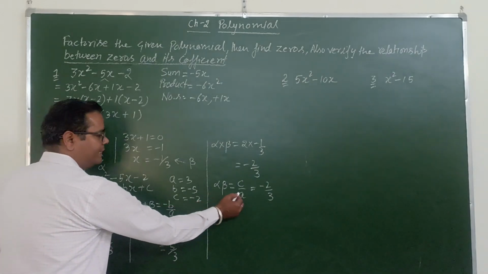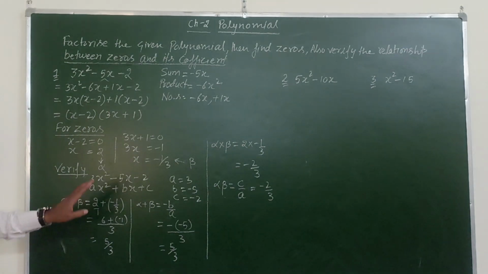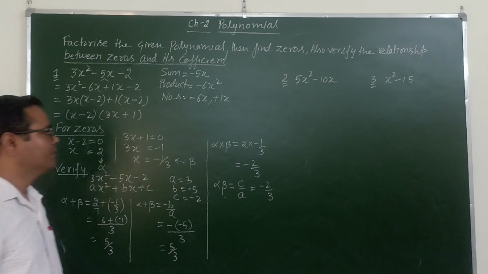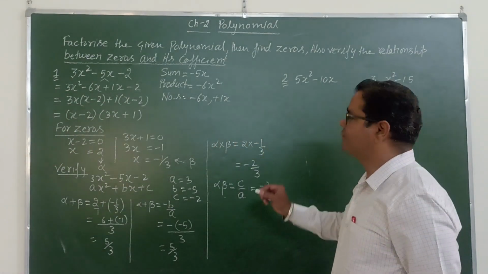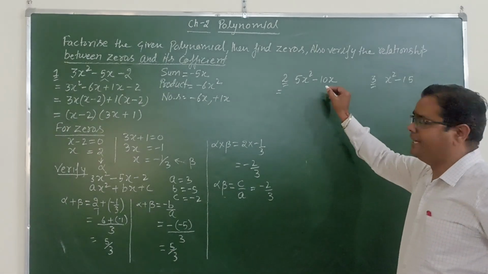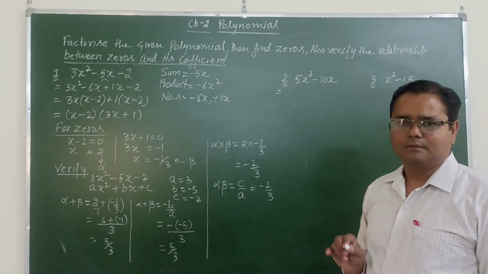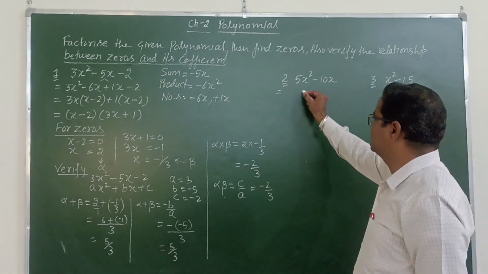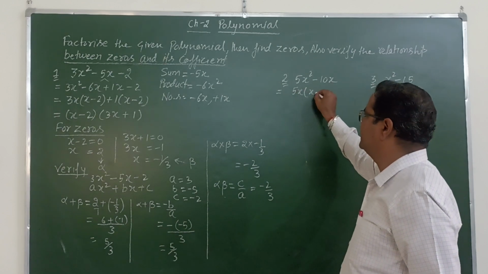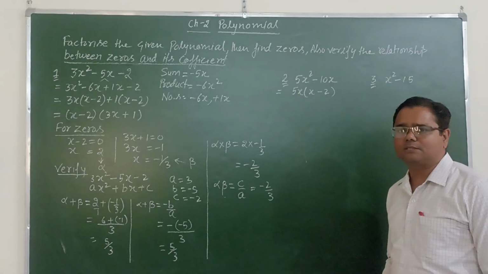Then alpha into beta is C upon A, minus 2 by 3. So in both the cases we will get the same answers. Now the second type. For the second type, when we have to factorize, here C is 0. We will factorize it by taking common. What is common in both? 5x is common, x minus 2. So factors are 5x and x minus 2.